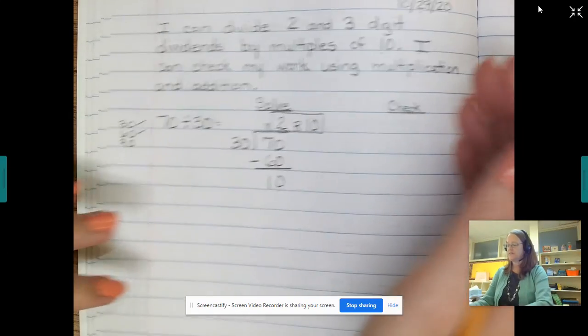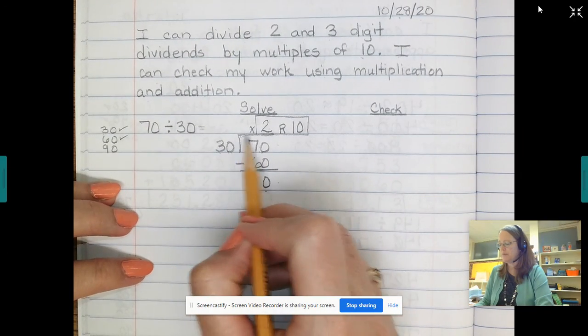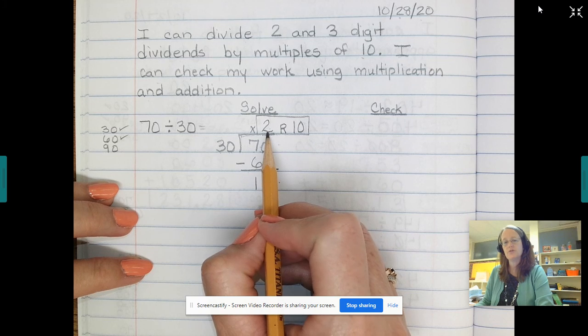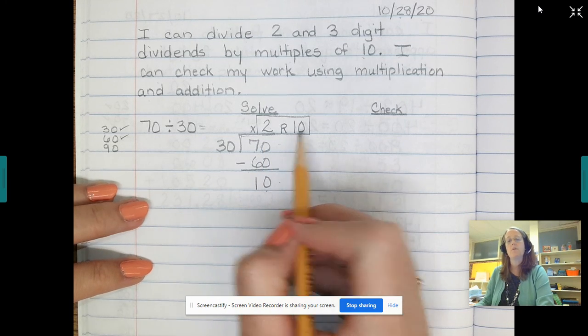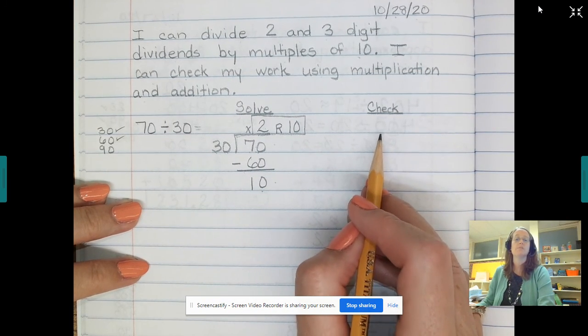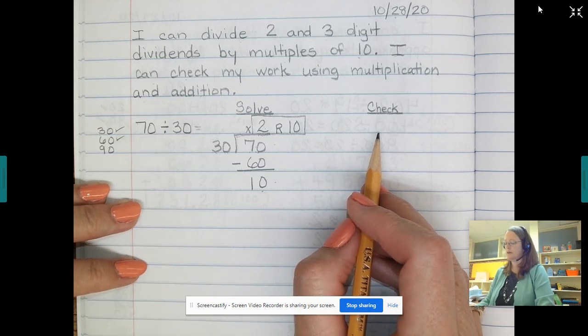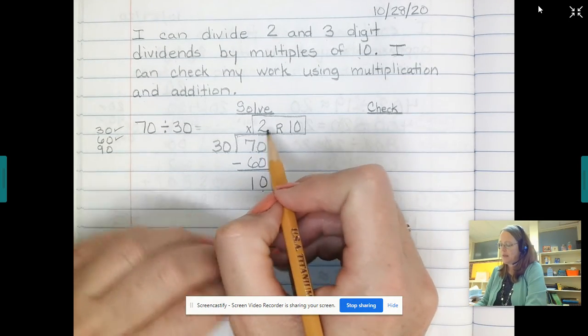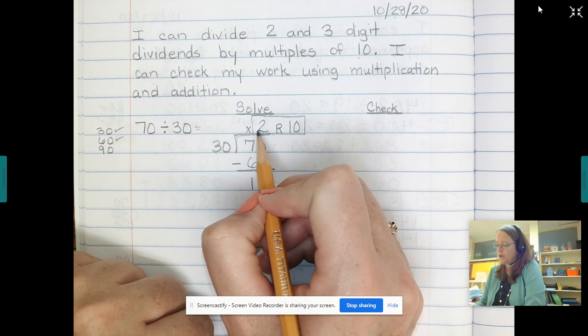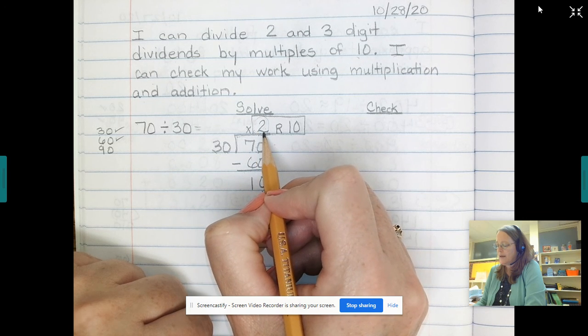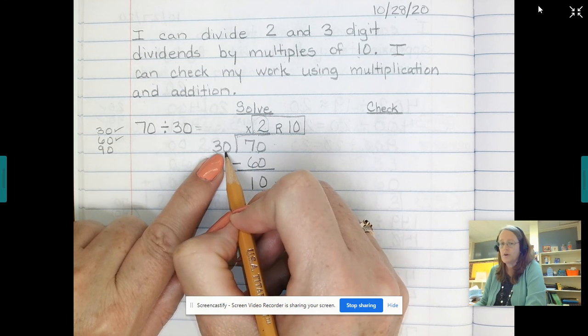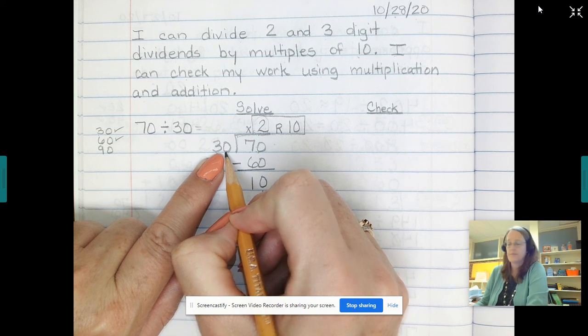We just solved the division problem, 70 divided by 30, and got the quotient 2, remainder 10. We want to check that work using multiplication and addition. So here's how you do that. You are going to take your quotient and multiply it by your divisor.